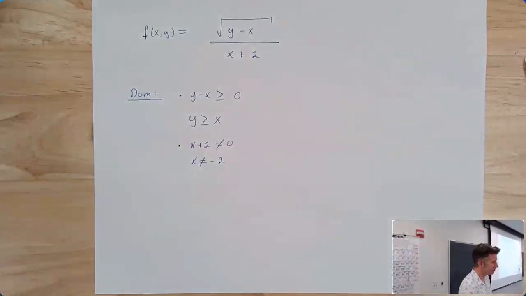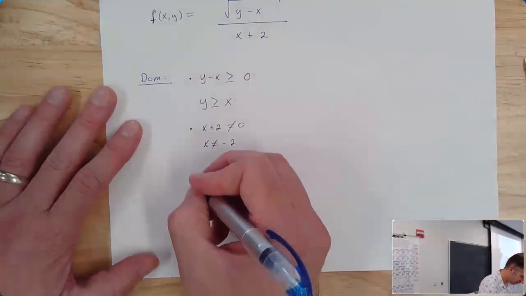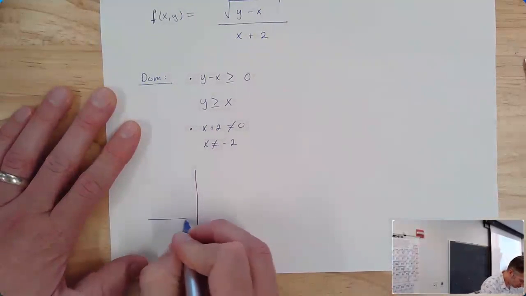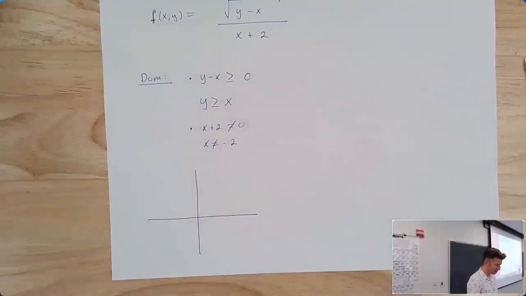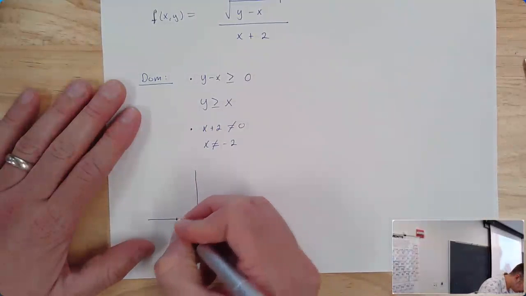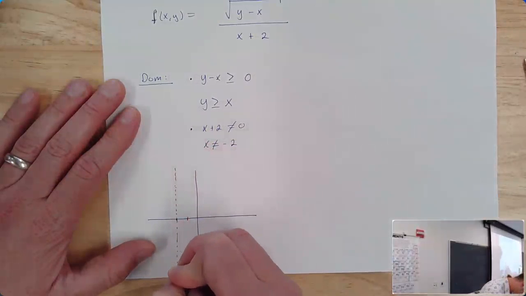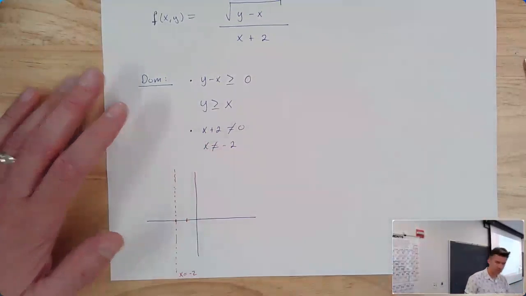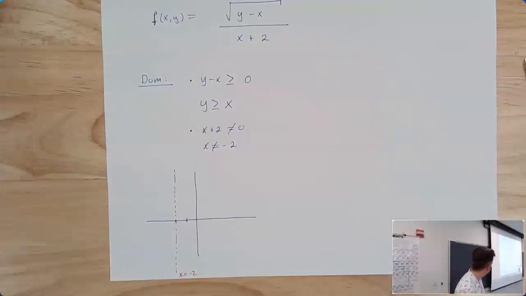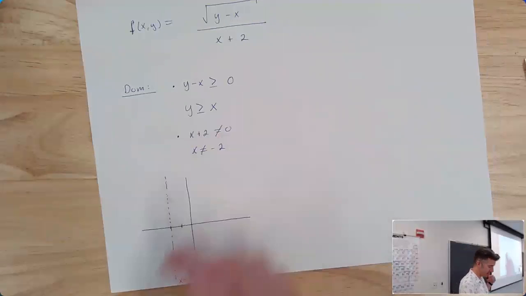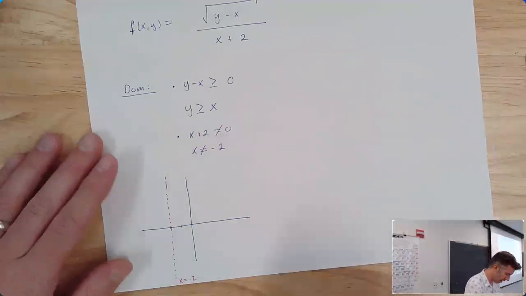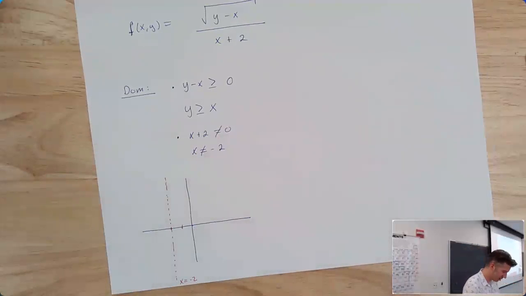So this domain is kind of a little complicated to draw. It's not the worst. So let's first talk about what we don't want. Well, we don't want x equal to negative 2. So I'm going to draw a dashed vertical line at negative 2. I do want the line y equal to x, because I want y to be bigger than or equal to x. I'm definitely going to draw the line y equals x as a solid line.